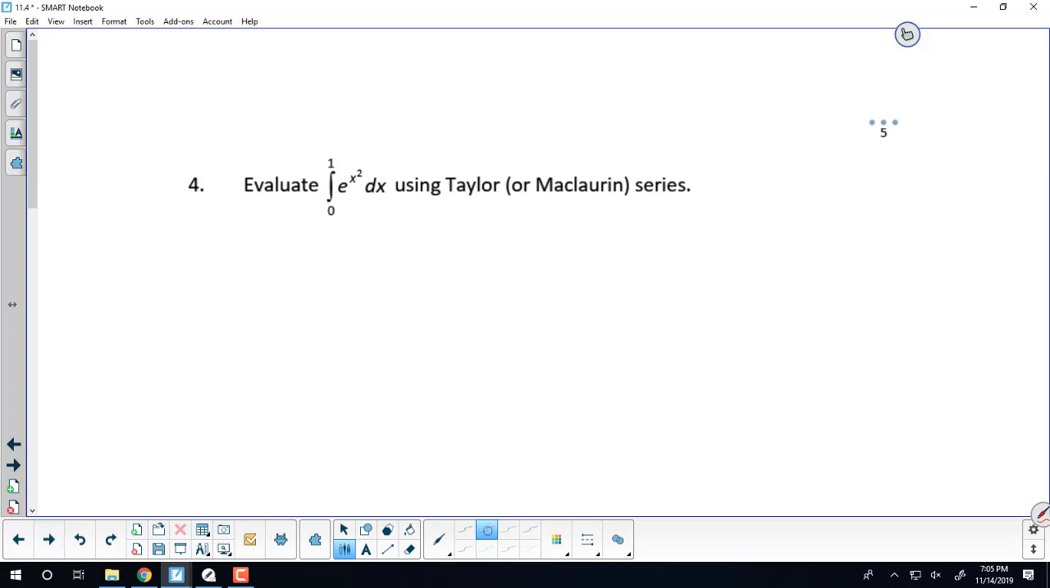So I will say that from 11.4, this is the type of problem that will show up on the exam. I don't know if that's hyphenated. Exam-like question. Ish. Yeah, exam-like question.